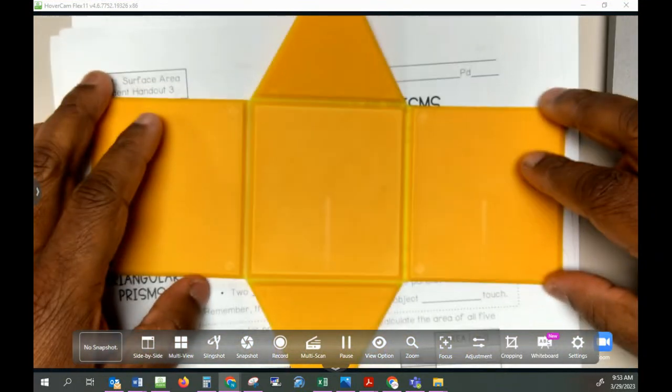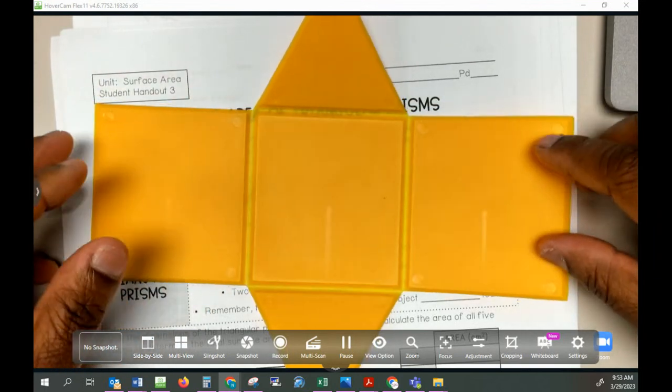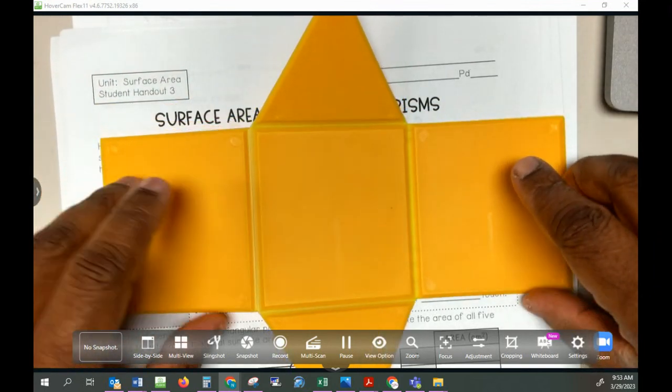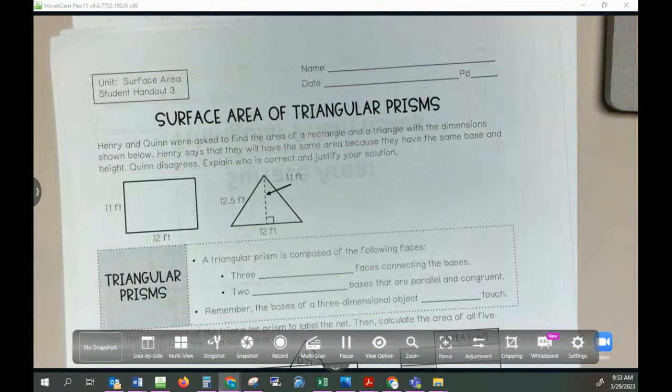Just remember that tomorrow you guys will take a quiz. So if you have not been doing your homework, I highly suggest you do it because it will help you with the quiz. All right, so let's jump right on in.